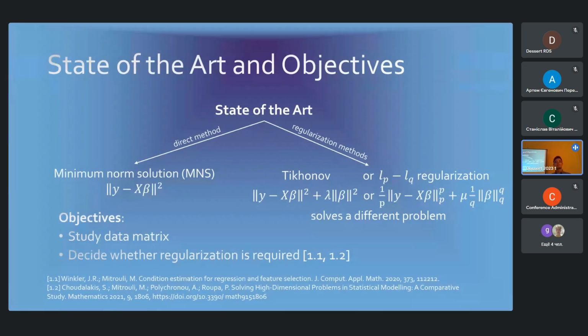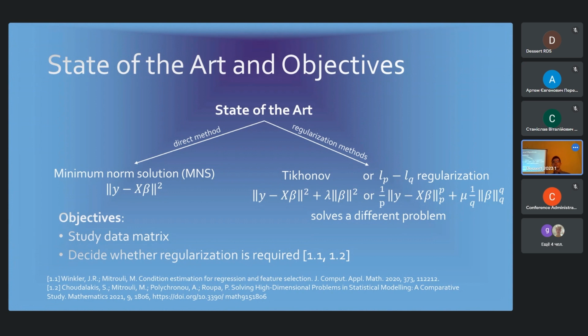Let's head on to the state of the art. We have two different paths which we can follow. The first path is the direct method, the minimum norm solution. In this method, we intend to minimize this norm, y minus X beta all squared, and this is a really direct method. Now, for the second path, we use something that's called regularization.